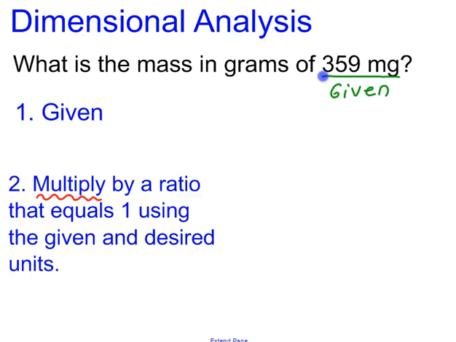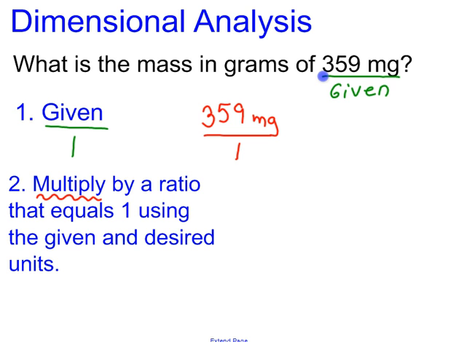So the first step in doing dimensional analysis is the technique is actually to orient the units so we know what is in the numerator and what is in the denominator. So what we're always going to do is take our given and put it over the number 1. So for this problem, since our given is 359 milligrams, I'm going to write 359 milligrams over 1.